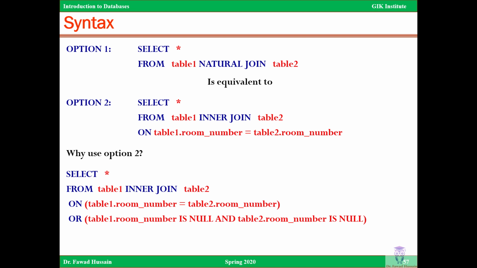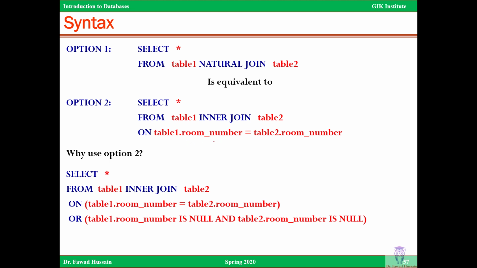And so the question arises, why do I need this option? Why do I need to specify this if it's going to do it naturally anyway? And the reason is that this is a short form, and in this case it's going to be an equality join between the two tables, table 1 and table 2, based on room number.